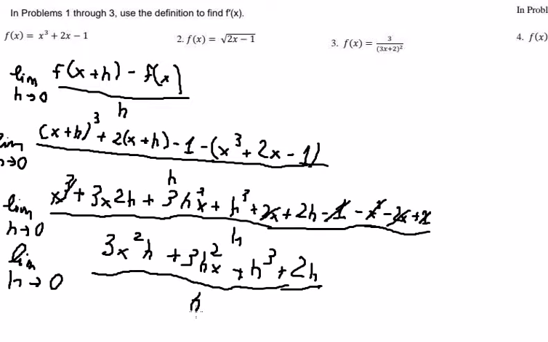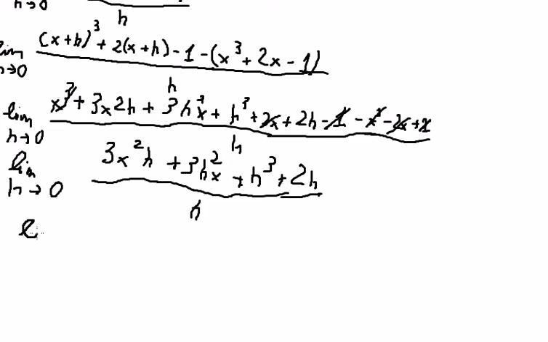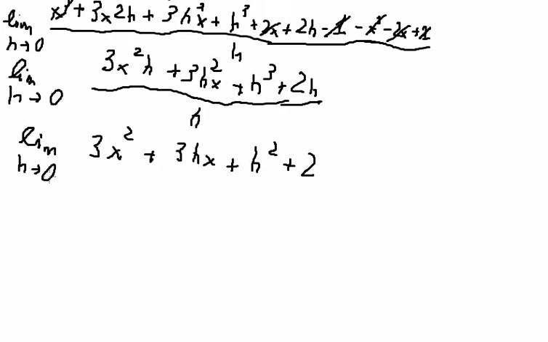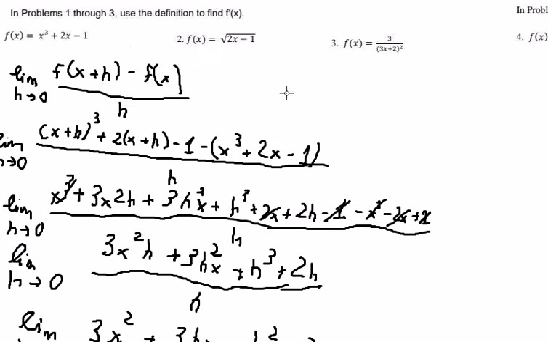We divide by h. Now we just have 3s squared, 3h s, h squared, plus 2. So we put h approach to number 0 in here. So you got about 3s squared plus 2. And this is the final answer. Now let's go to the next one.